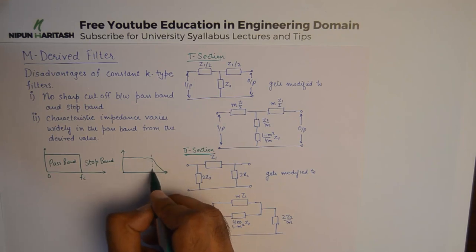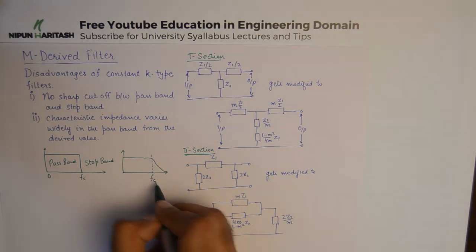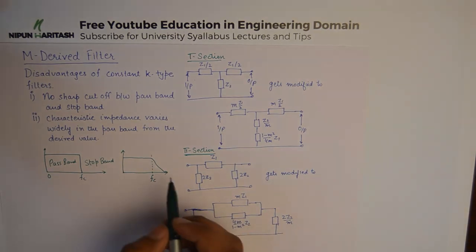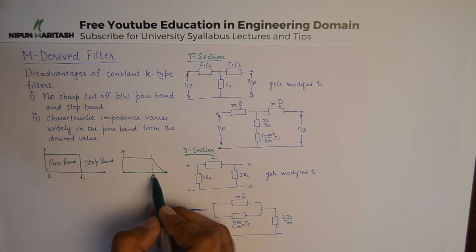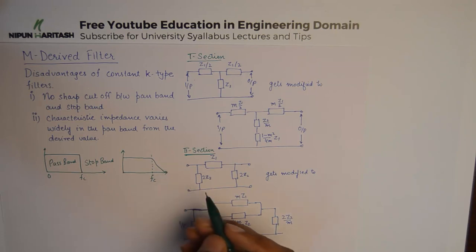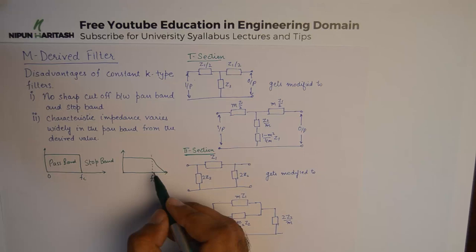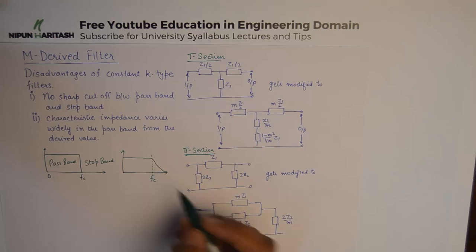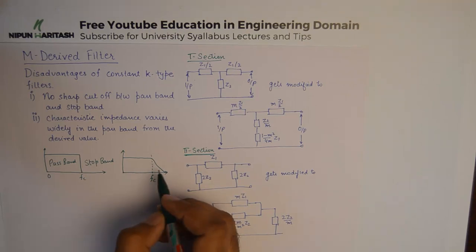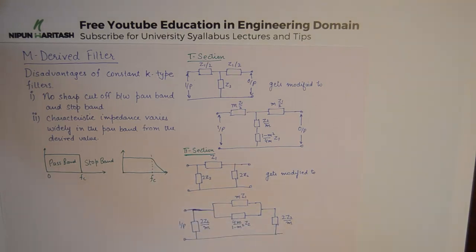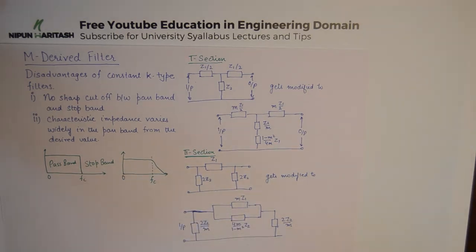Now it was supposed to cut off all the frequencies after this cutoff frequency fc, but even after fc it was allowing some of the frequencies to pass through it, not completely, but some partial signal was being passed through that filter. Now this led to the need to modify that filter so that it should have a sharp cutoff frequency, or in other words, it should immediately stop passing the signals of frequencies greater than fc.